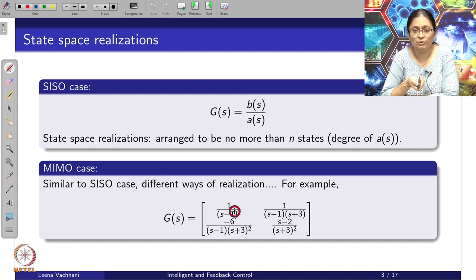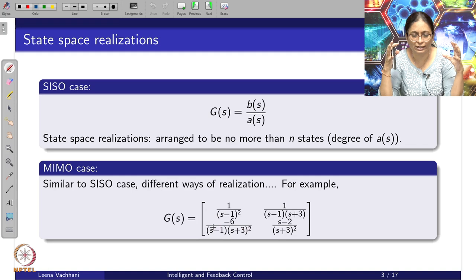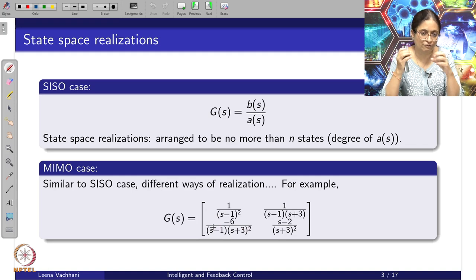If I consider the first input and the second output, then the characteristic equation has degree 3. So how do I realize this such that it looks more like a MIMO system, instead of individual one-input to one-output and one-input to second-output forms?